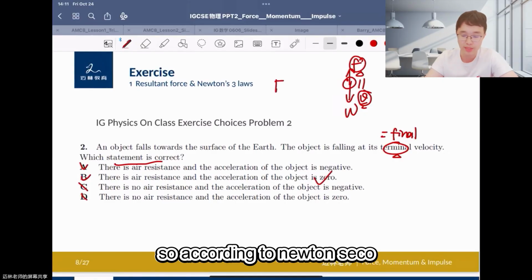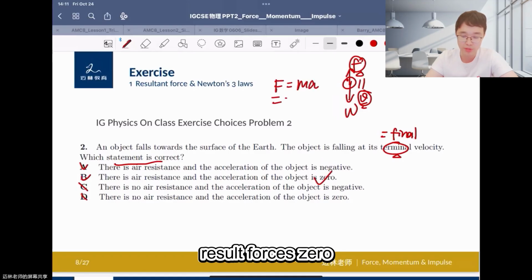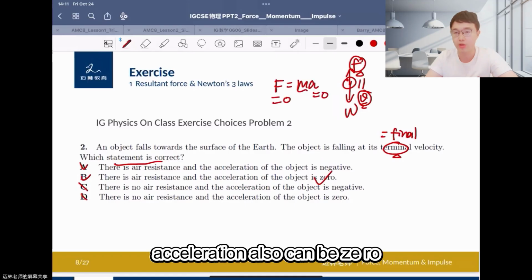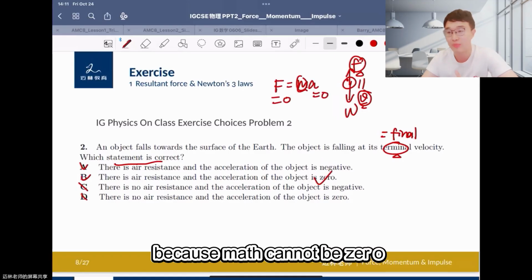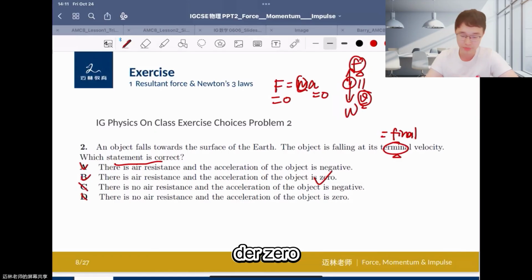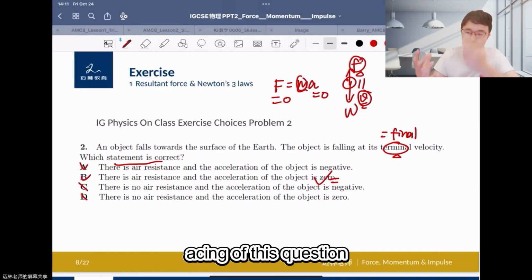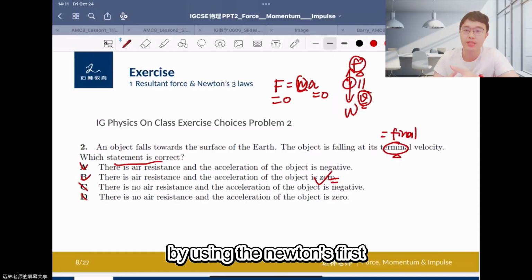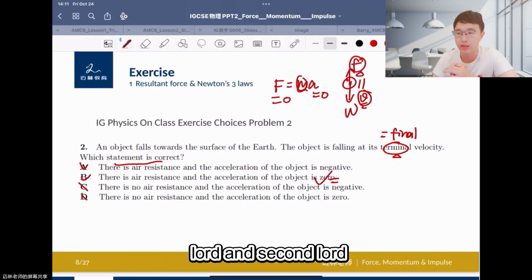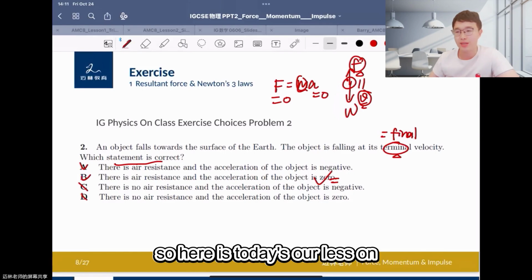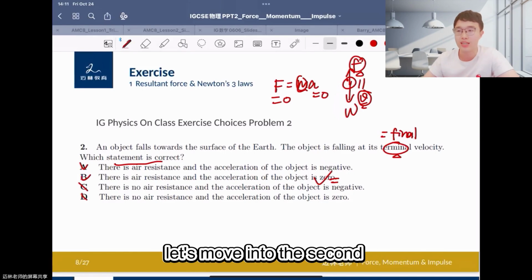So according to Newton's second law, the resultant force is zero, so acceleration also can be zero, okay? Because mass cannot be zero. Only acceleration can equal zero. So finally, we choose B. Okay, so please try to rethink this question by using Newton's first law and second law. Okay. So here is today's lesson. Let's move into the second part. Okay.